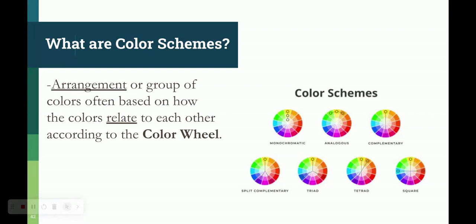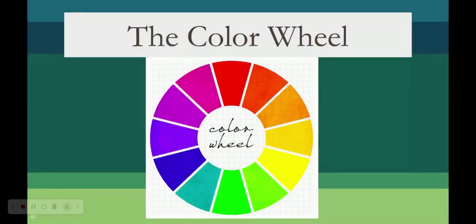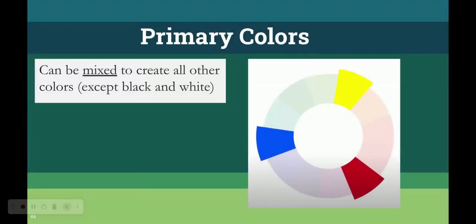So what are color schemes? It's an arrangement or group of colors, often based on how the colors relate to each other according to the color wheel. So once you understand the color wheel, these color schemes will make more sense. So the first color scheme are called primary colors. These can be mixed to create all other colors except black and white.